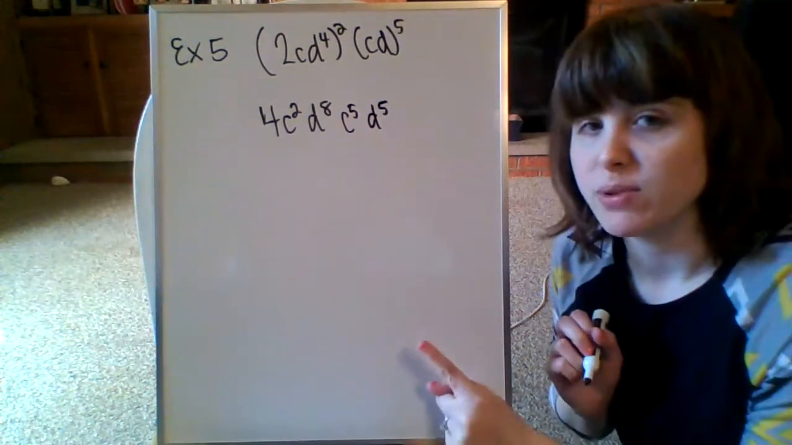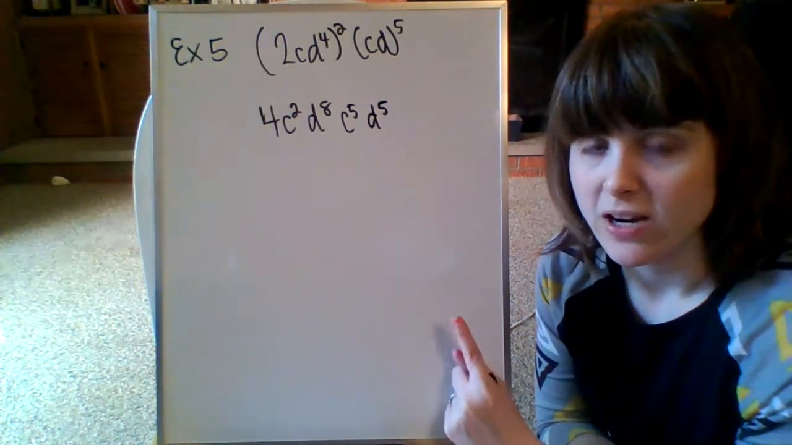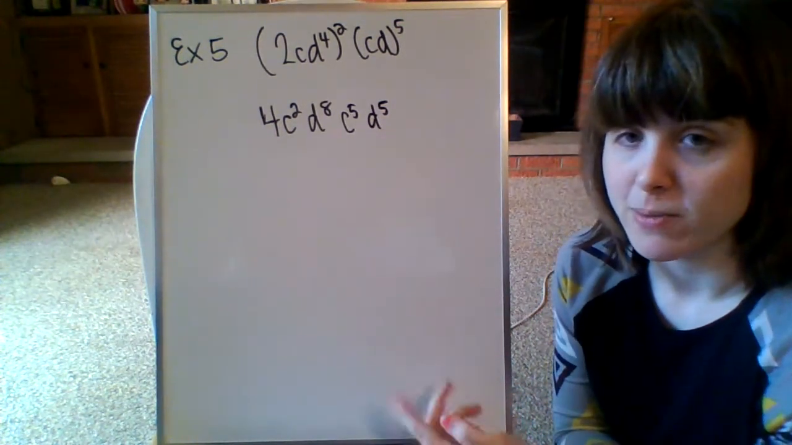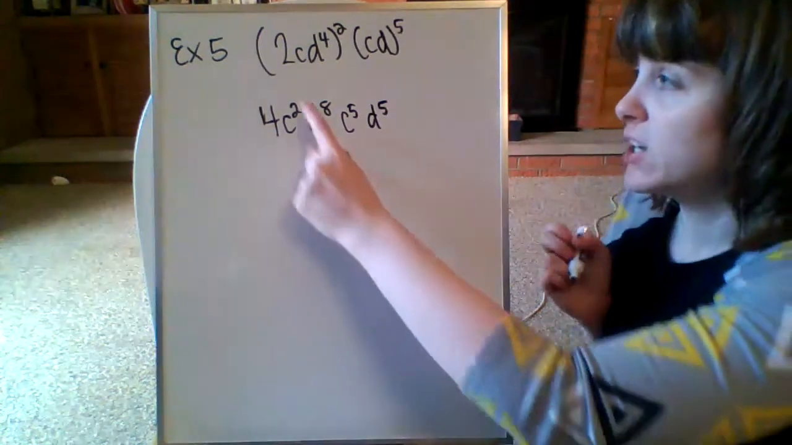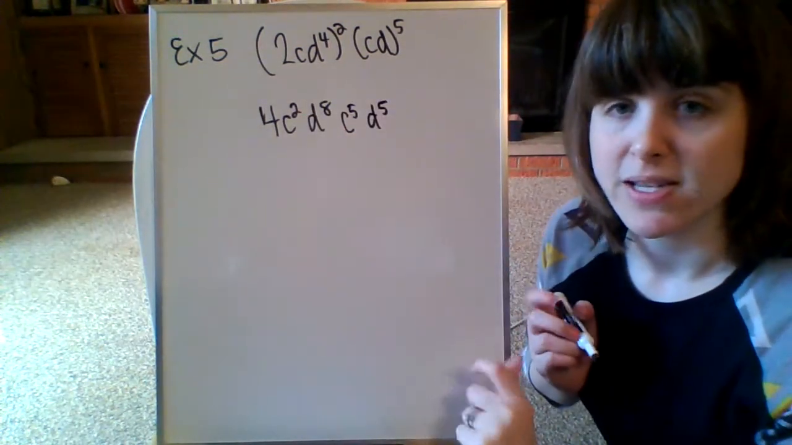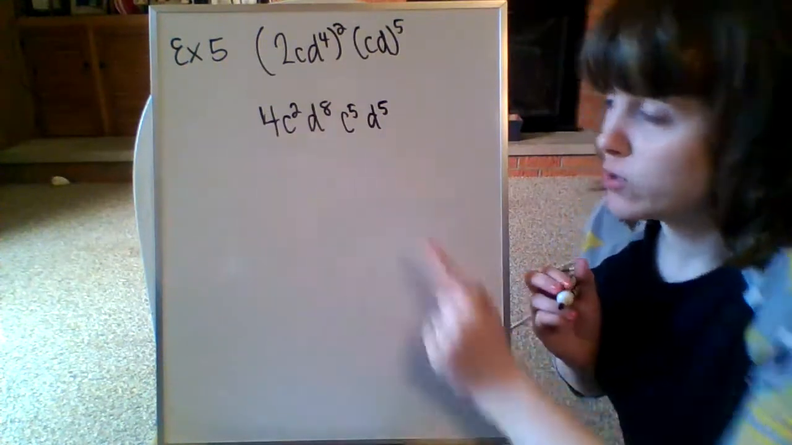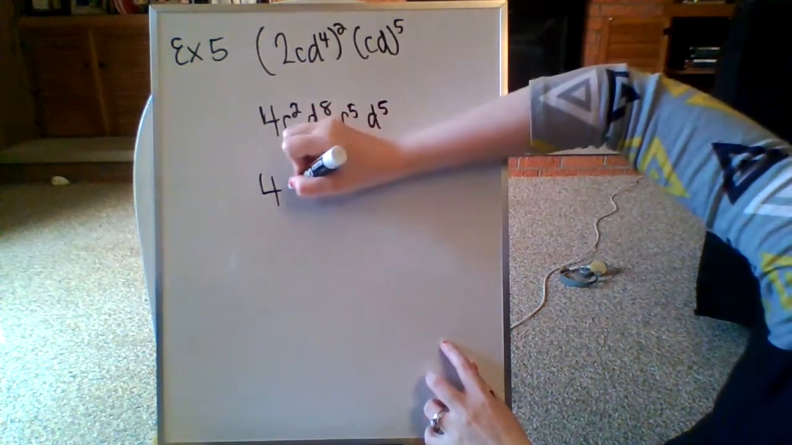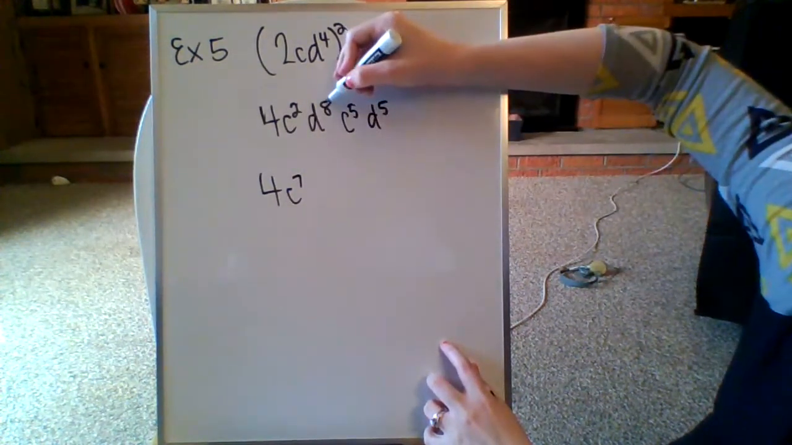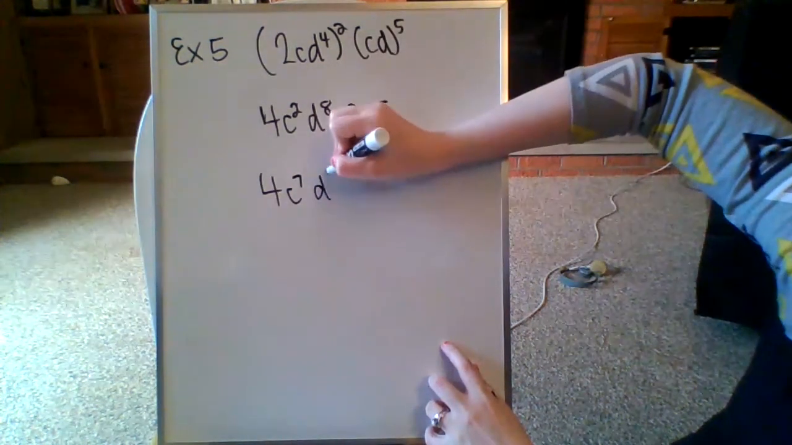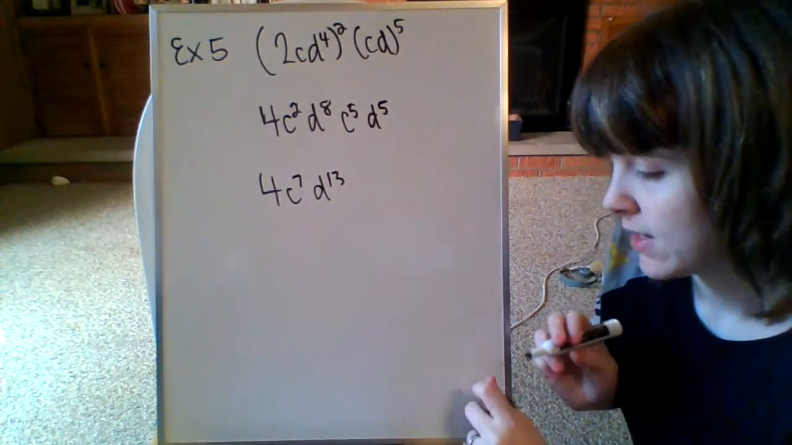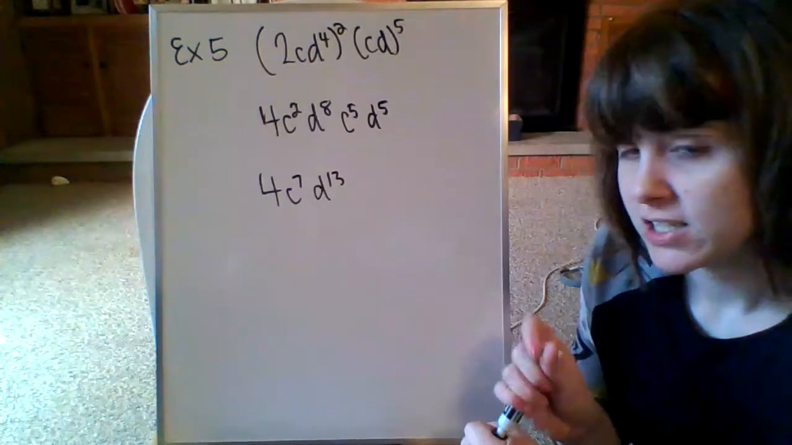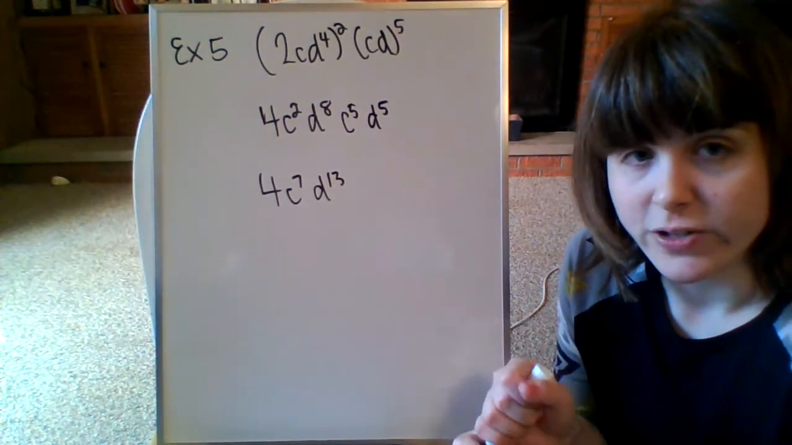Now, this is not simplified, because as you notice, we have c squared and c to the 5th there. We're multiplying all of this stuff together, and if you remember from our rule earlier, the product rule, you add the exponents if they have the same base. So we're going to have 4 stays a 4. Now C, 2 plus 5 makes 7. And then D, 8 plus 5 makes 13. Okay? So that is the answer to example 5.